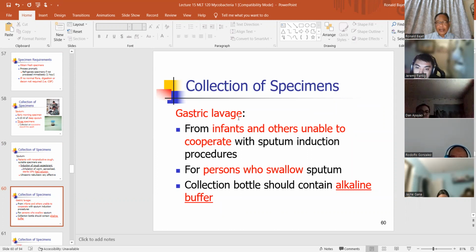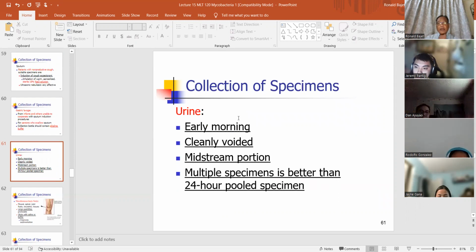Okay, so it's already getting the specimen in preparation for the decontamination and digestion. Urine, it's a urine sample, early morning, cleanly voided, midstream portion. Multiple specimens is better than a 24-hour pooled specimen. So multiple specimens of clean catch, voided, etc., is better than a 24-hour pooled specimen.